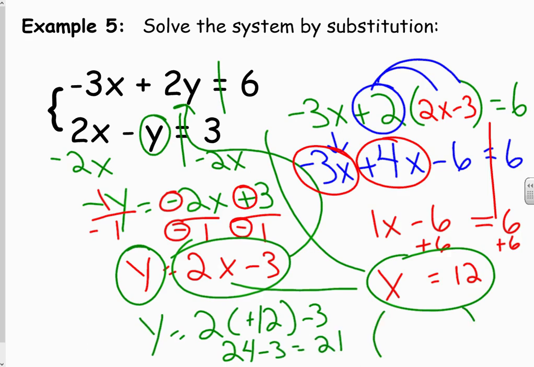Again, my answer must be an ordered pair. So I do my x value first, followed by my y value. So these two lines would cross at the point 12, 21. That's another really good example where graphing 12, 21 is way up in the first quadrant. So we wanted to use a shortcut by using the substitution method.